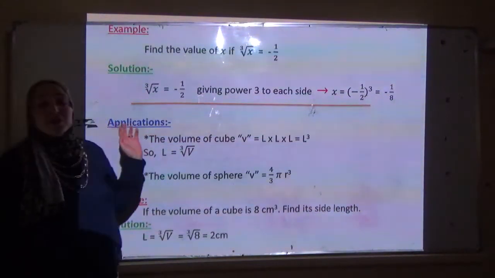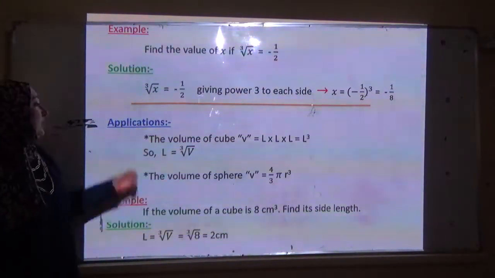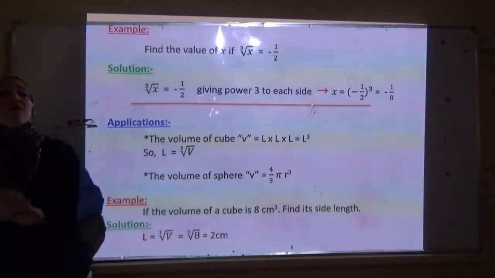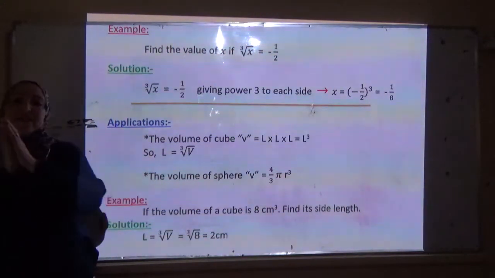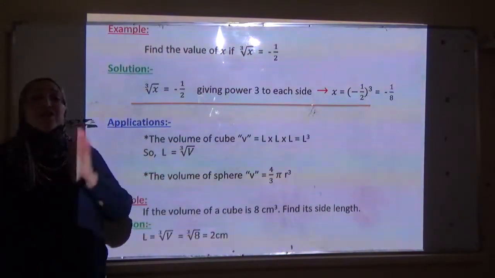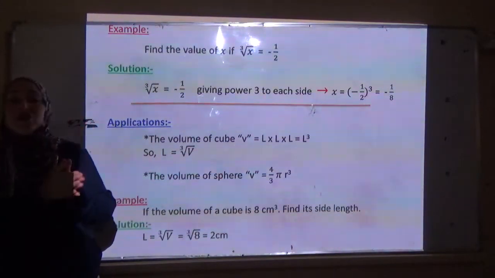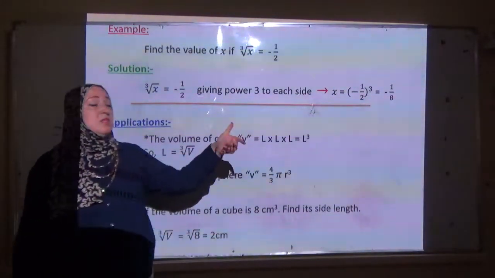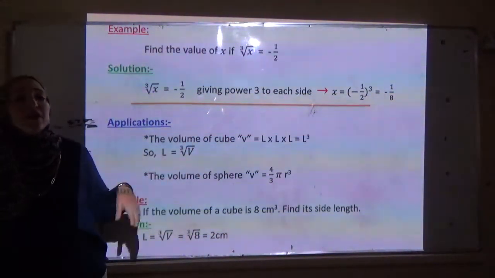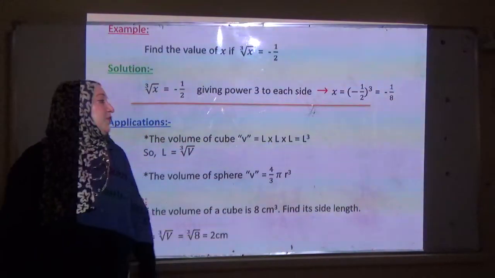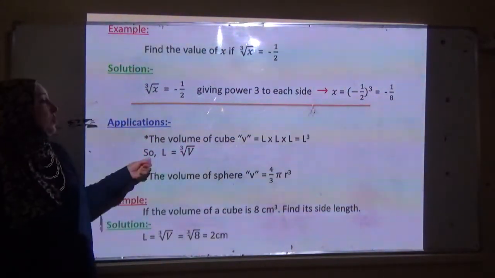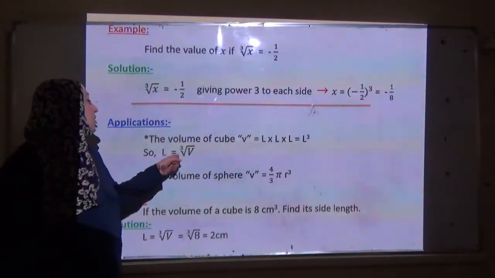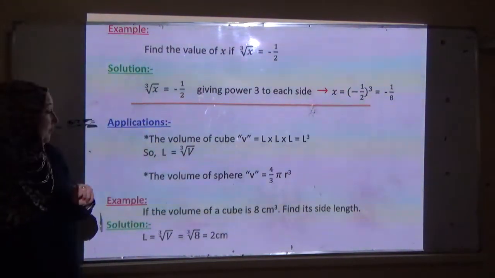We have some applications for cube root. Let us remember about the cube. We already learned that the cube has 6 faces and each face is a square, and all edge lengths are equal. The volume of a cube equals L times L times L, L multiplied by itself 3 times, or L^3. So, to get the edge length, it equals the cube root of the volume.